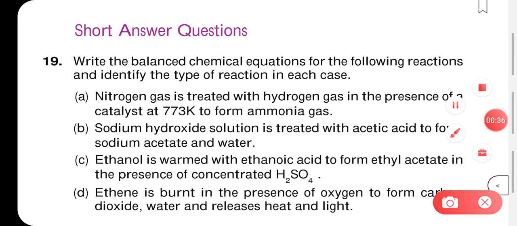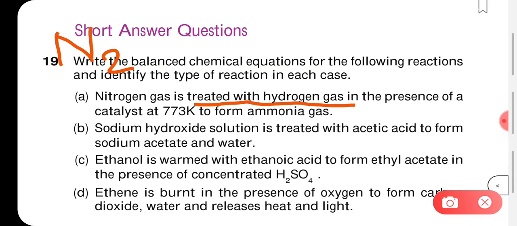Nitrogen gas. Nitrogen gas is a diatomic molecule. Okay, nitrogen is diatomic. We write it as N2. It is treated with hydrogen gas. So we will write H2. You can write the state of matter also, like you write in bracket G, and after H2 also you can write in which state of matter it is present. You mention it as gaseous state.